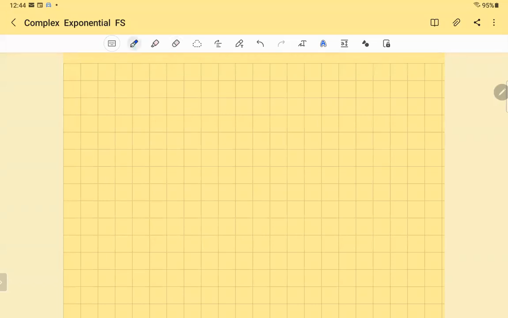Well, today we're going to do the complex exponential Fourier series. And that's important because from the exponential Fourier series, we can move to the Fourier transform. What's the complex exponential Fourier series?